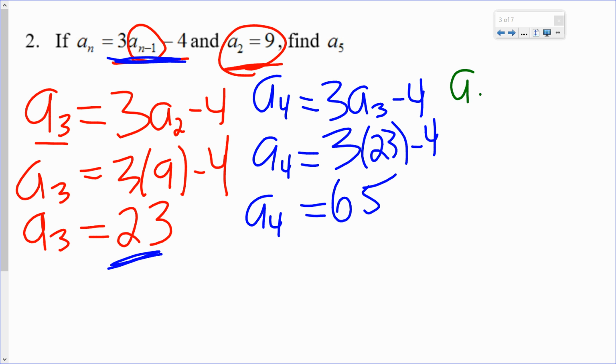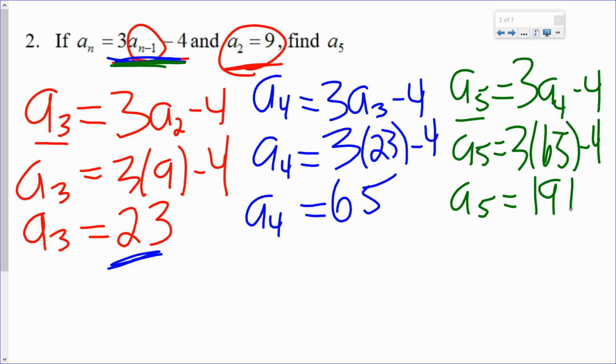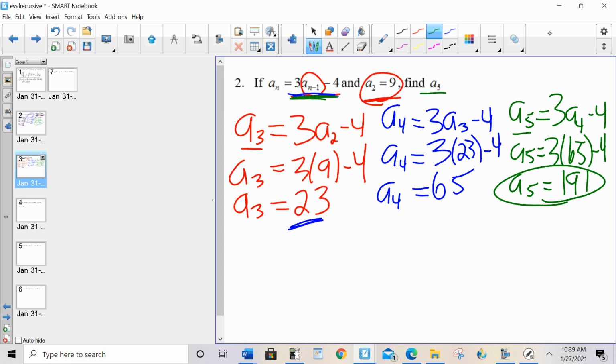Now that I have the fourth term, I can find the fifth term. So again, I'm subbing into this. It's 3 times the previous term. If I'm finding the fifth term, it's the fourth term, minus 4. The fourth term is 65. And I believe that's 191. And it's asking for the fifth term, so that's my answer.